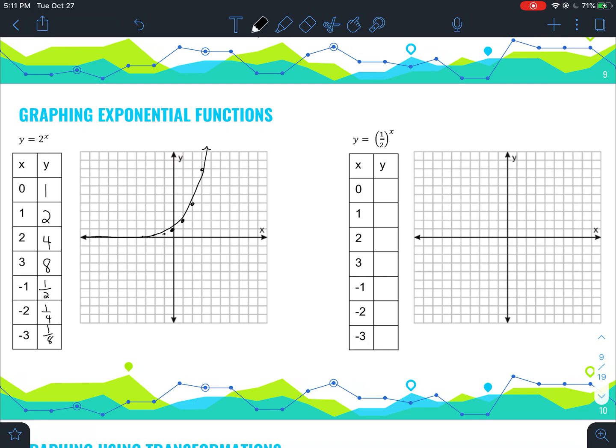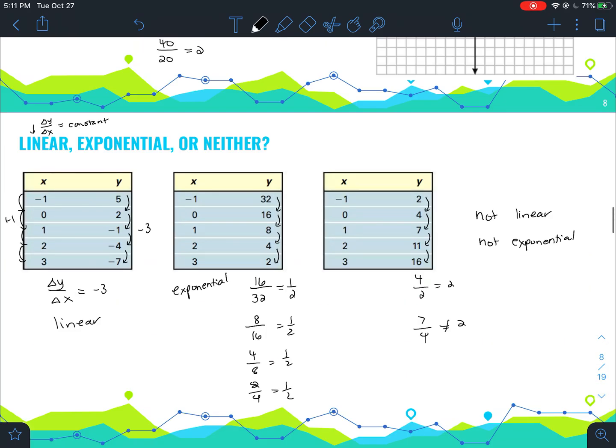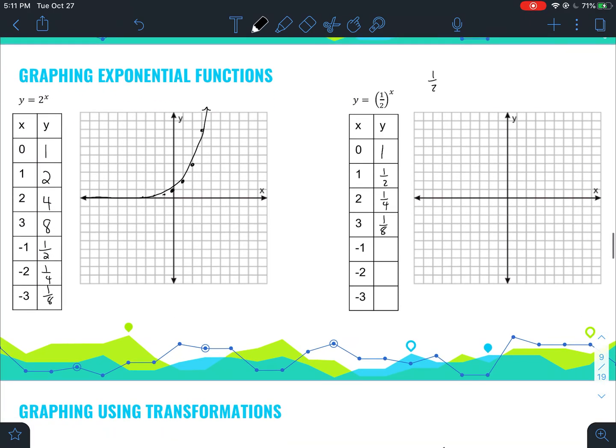What's going to happen if I graph 1/2 to the x? So anything to the 0th power is 1. And then 1/2 to the first power is 1/2. 1/2 squared would be 1/2 times 1/2 is 1/4. 1/2 to the third would be 1/2 times 1/2 times 1/2, which is 1/8. 1/2 to the negative first power, well, you can distribute that exponent in. It would be 1 to the -1 over 2 to the -1. So you flip them and you get 2.